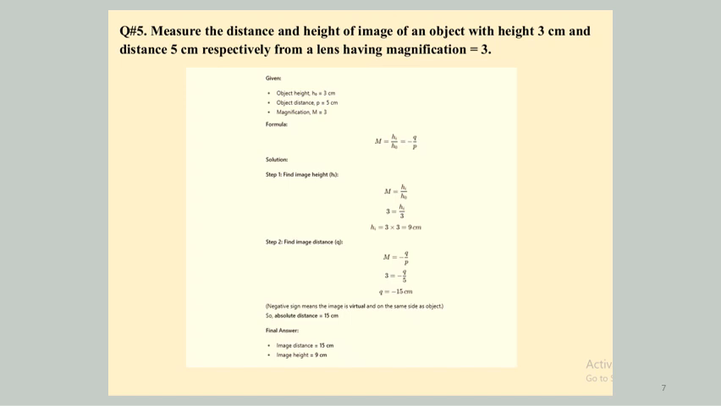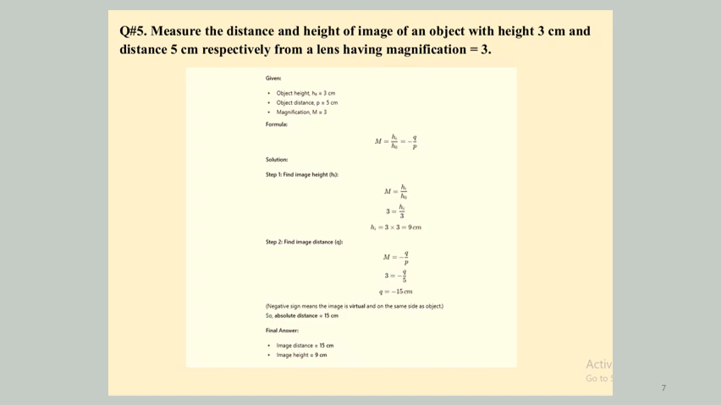Question number 5, which is the last question. Measure the distance and height of an image of an object with height 3 cm and distance 5 cm respectively from a lens having magnification 3. Now we have an object of height 3 cm placed 5 cm from a lens. The magnification is given as 3. We need to find the image distance and image height.